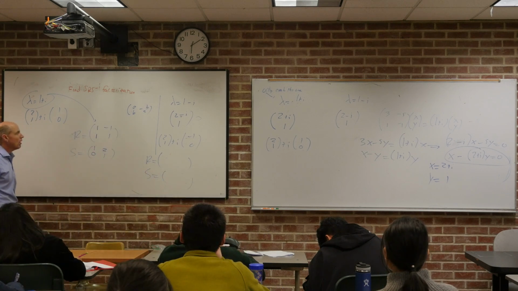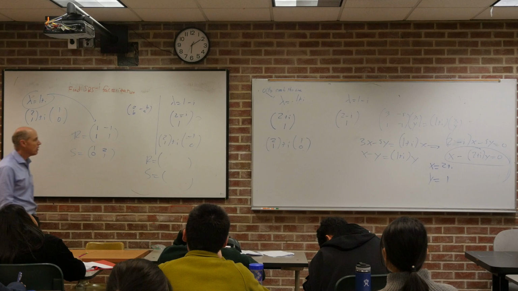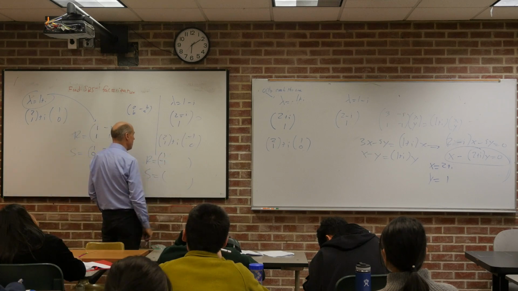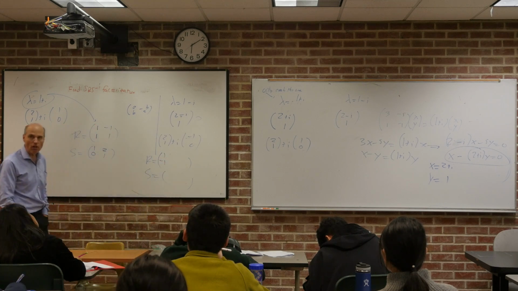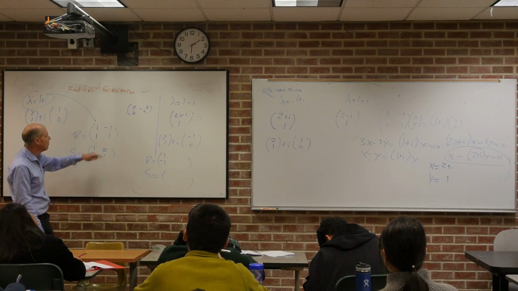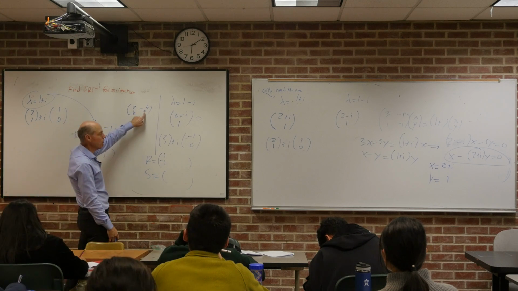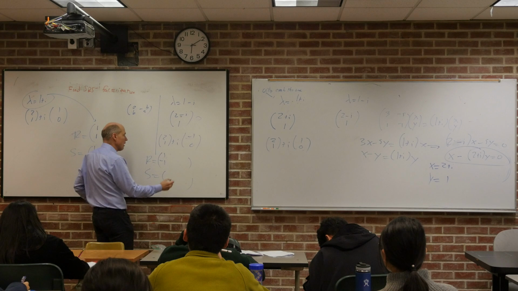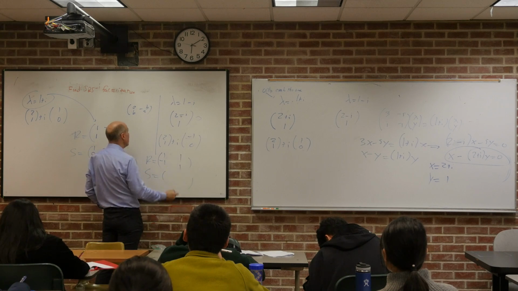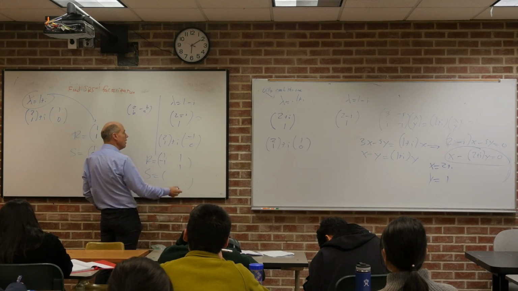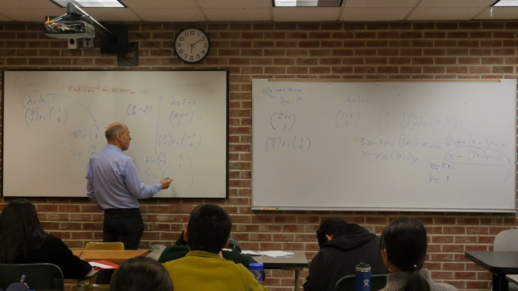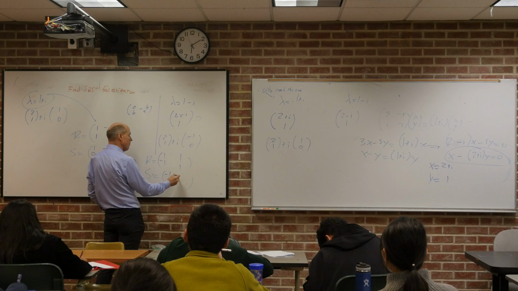So what's the first column of R, if I do it this way? 1, negative 1. Given that R is a rotation scaling matrix, first column is a, b, second column is negative b, a. What's the second column here? And then, what's the S matrix if I base it on this one? First column? Second column?